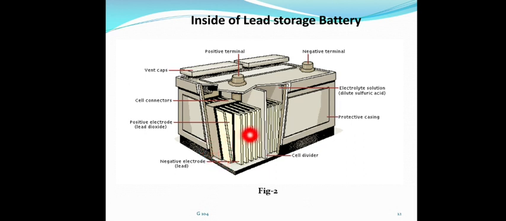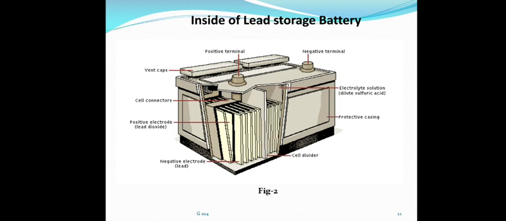The negative electrodes and positive electrodes are arranged parallel to each other, and wooden or plastic sheets are arranged between them so as to avoid contact. All the negative plates are connected to a negative terminal, all positive plates are connected to a positive terminal, and there is a chamber in which electrolyte solution is poured. It is all packed in a protective coating. Are you able to follow?